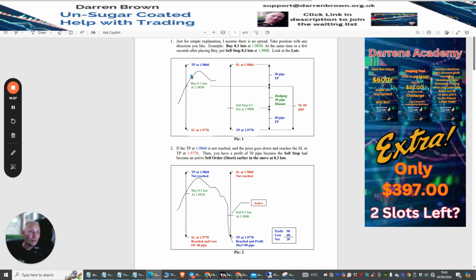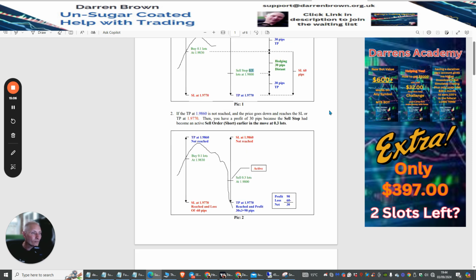This is the reason why you have a buy and a sell at the same time. Okay, so basically the sell stop had become an active sell order, which is early in the move at 0.3 lots. So basically it's going up at 0.1 lots, but also the sell stop where it's come down at 0.3 lots. So you're going to be making more because you're actually making 3 times more profit, even though it's coming down to hit the stop loss.